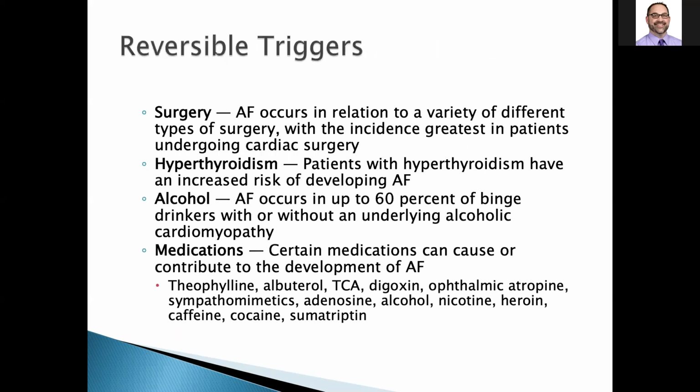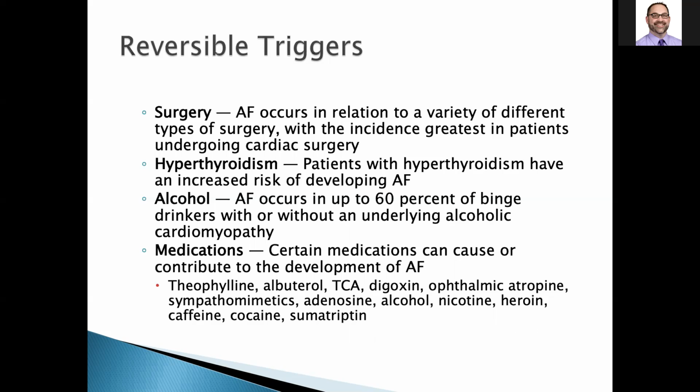And then we have reversible triggers. So any type of surgery, especially cardiac surgery, usually has better outcomes from the standpoint that it's usually transient in nature. Other reversible triggers: hyperthyroidism. We should always screen for hyperthyroidism in patients with new onset atrial fibrillation, and if we can, obviously treat it if they come back with hyperthyroidism.